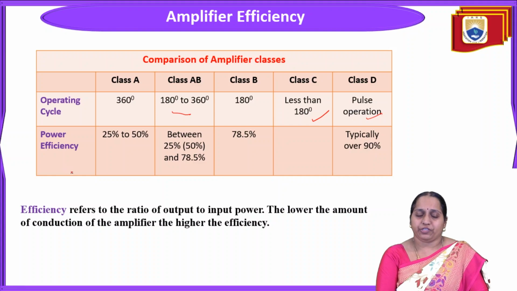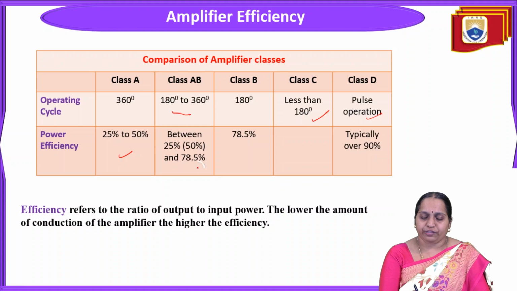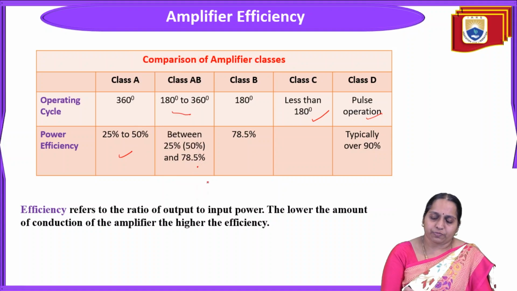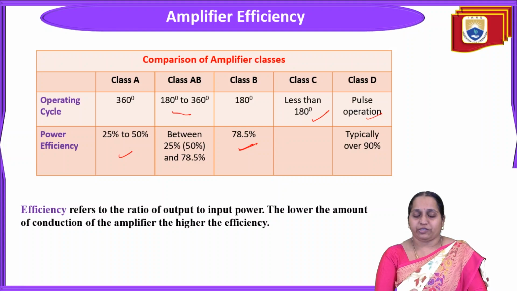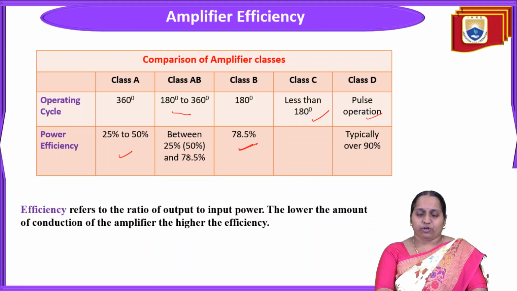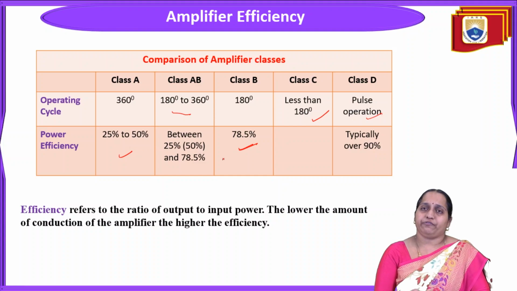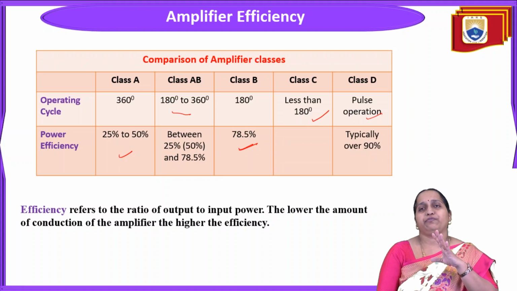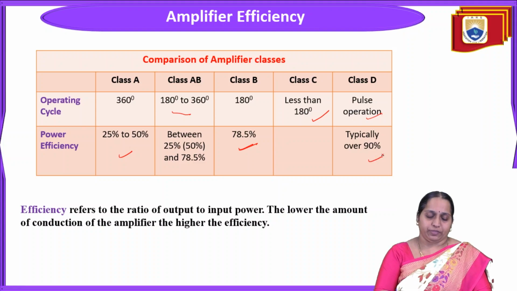And coming to power efficiency, if you see, class A power efficiency is 25% to 50%. And class AB it is between 25 and 78.5. Okay. Basically, class B power amplifiers will give efficiency of around 78.5%. So since class AB is compromised between A and B, so class AB power amplifiers efficiency will range between 25 to 78.5%. Okay. And efficiency of class B is typically over 90%.